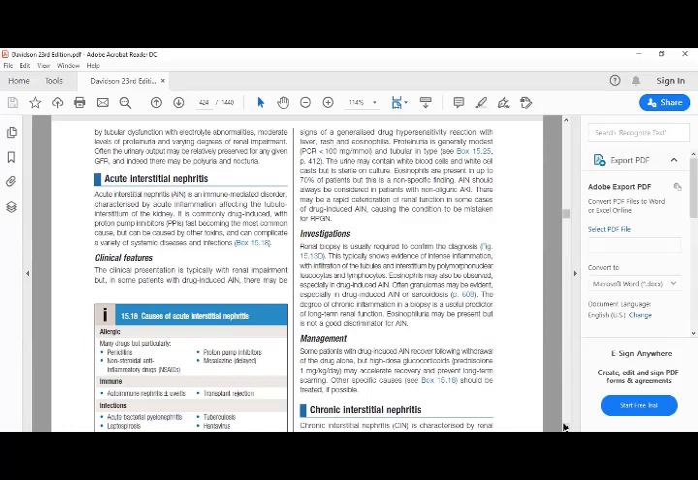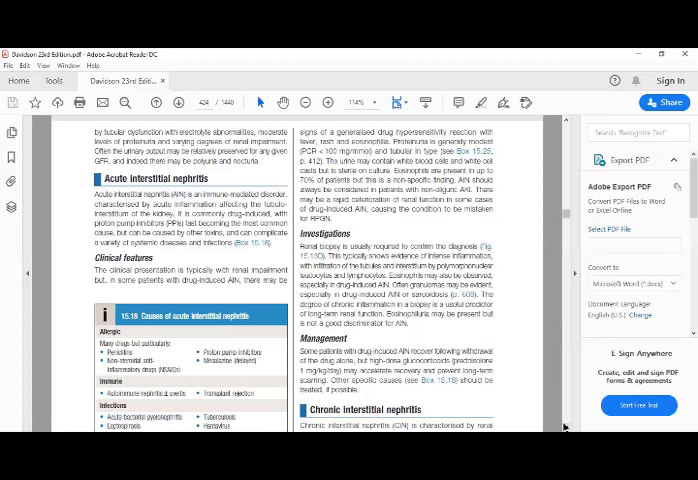Acute interstitial nephritis should always be considered in patients with non-oliguric acute kidney injury. There may be a rapid deterioration of renal function in some cases of drug-induced acute interstitial nephritis, causing the condition to be mistaken for rapidly progressive glomerulonephritis. Investigations include renal biopsy, which is usually required to confirm the diagnosis.